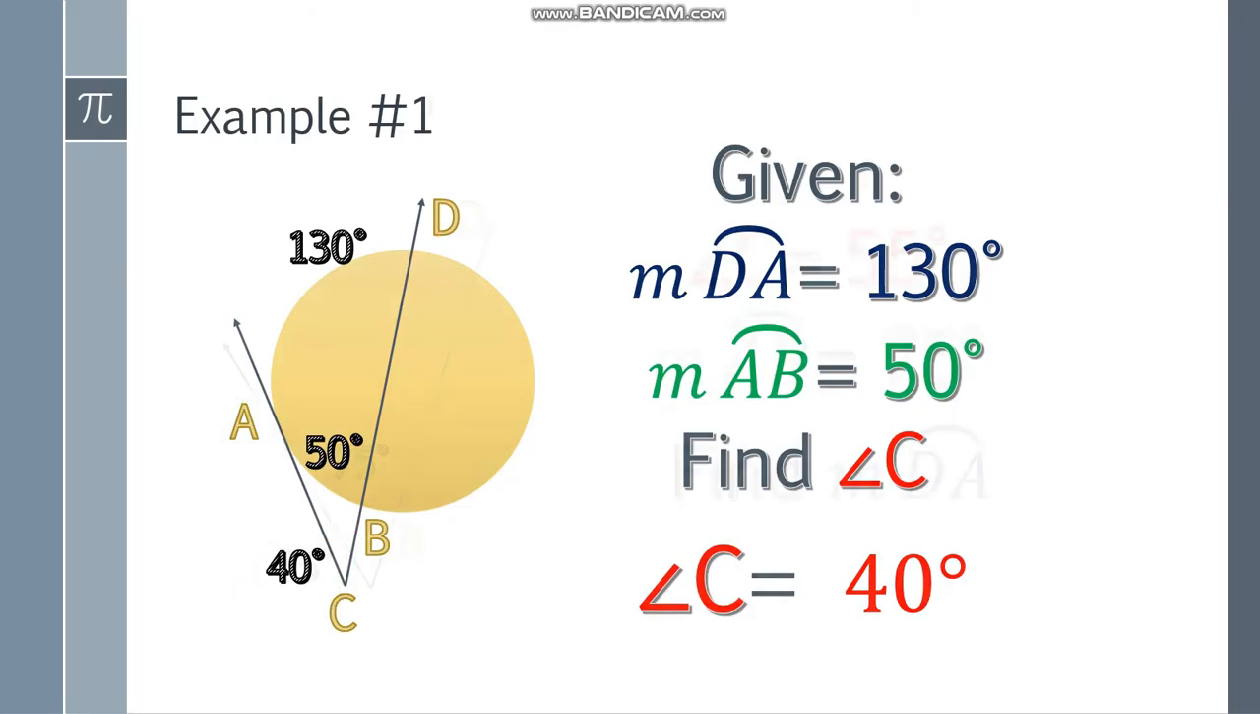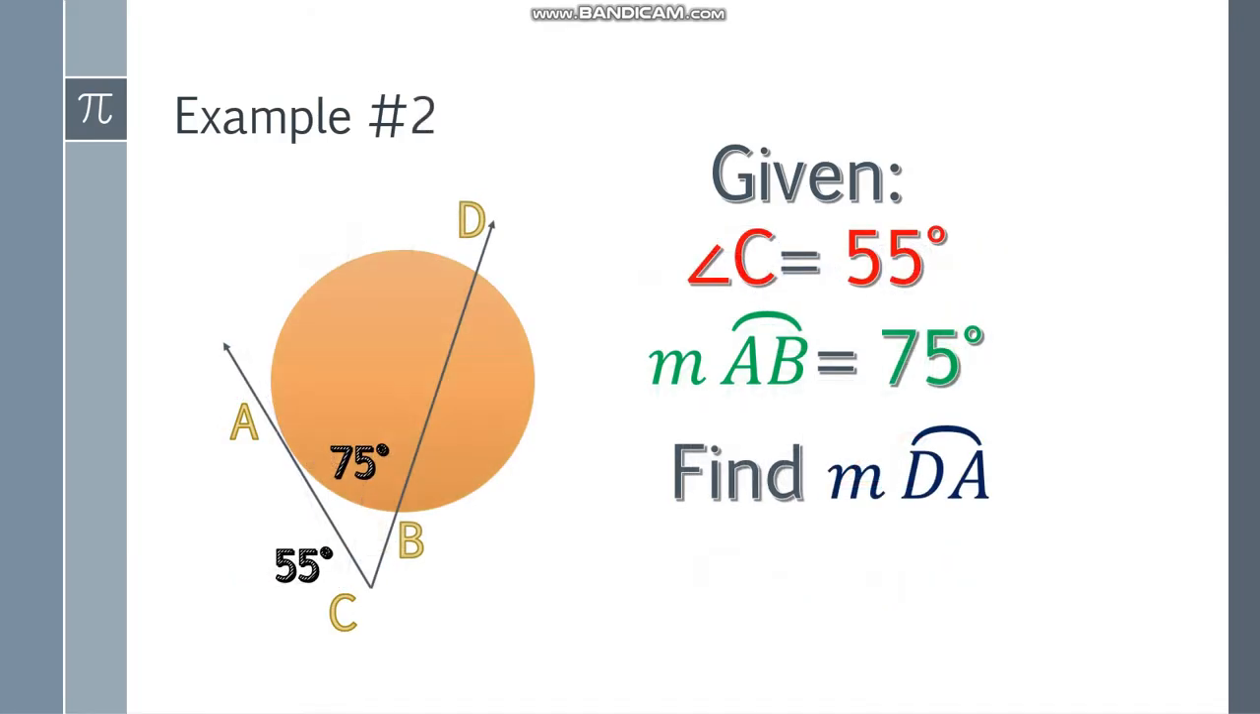Next one, example number 2. We have the given external angle, which is 55, and the smaller arc is 75 degrees. We are asked to find the larger arc, which is arc AD or DA. So how are we going to solve that?